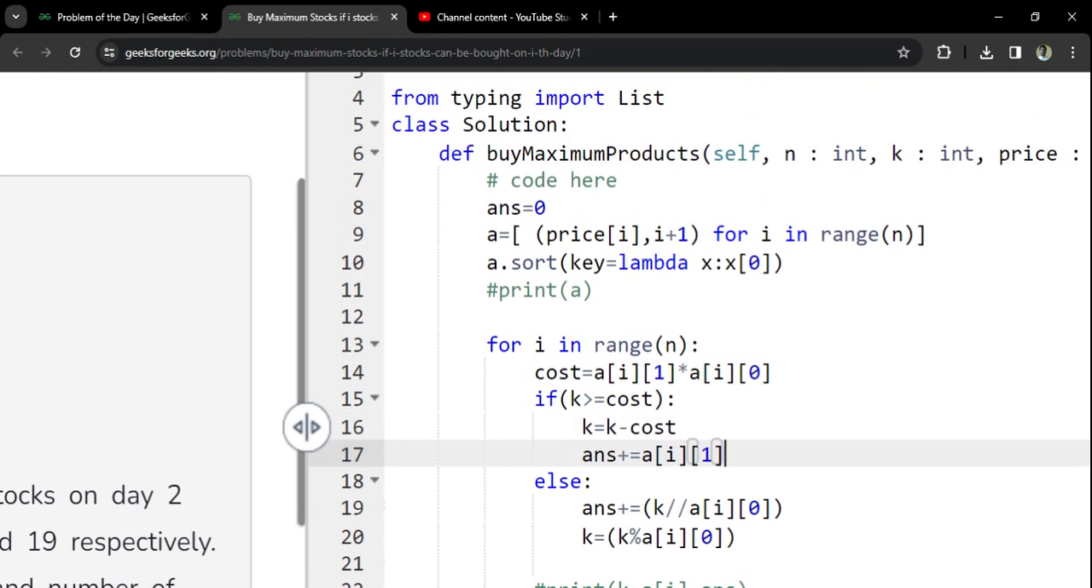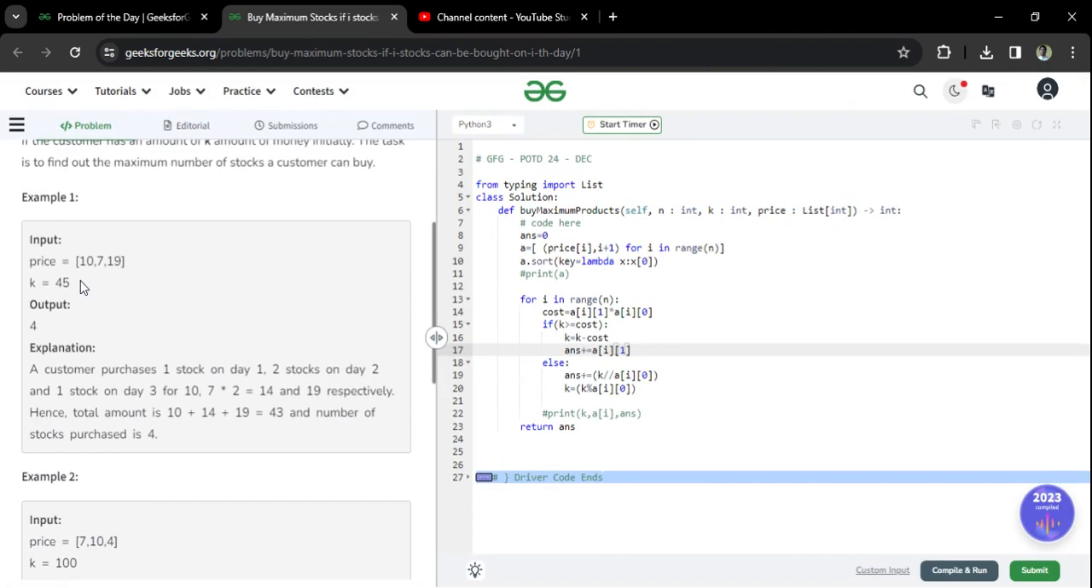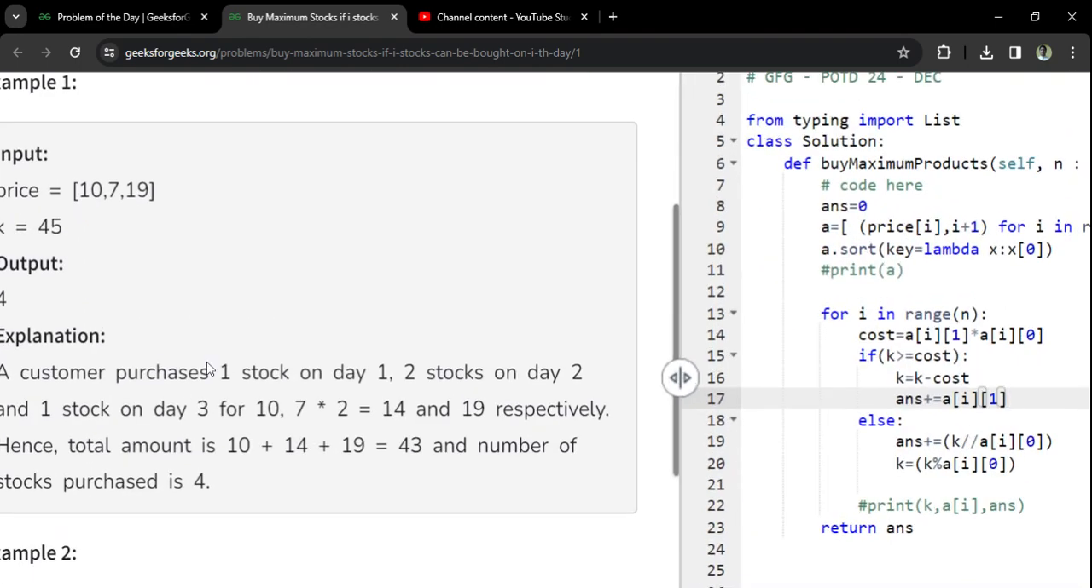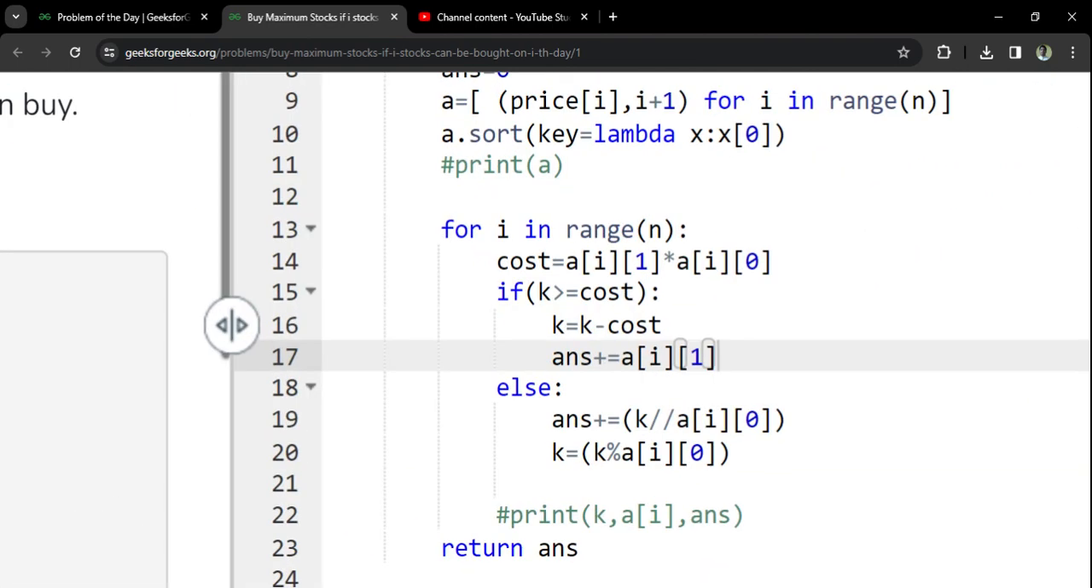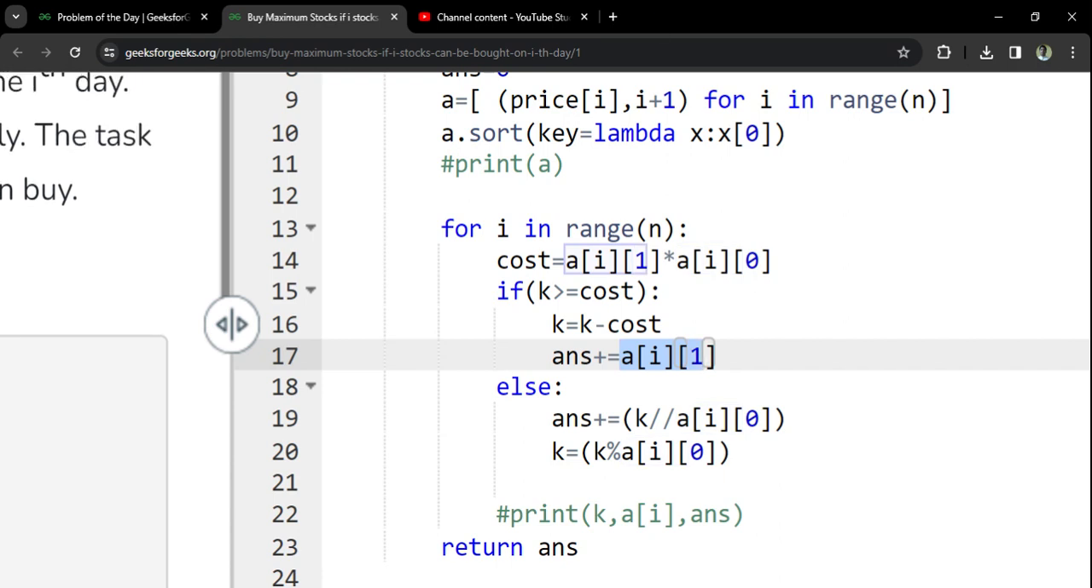What is A of i of 1? Ultimately what we have to return in the answer is how many stocks we are purchasing, the maximum number of stocks that we can buy. So how many stocks we are buying is this A of i of 1, which is the index of it, because that is the max that they are purchasing, and we are assuming that we are purchasing all of it. That's why we have checked if k is greater than or equal to the max cost allowed on that day.